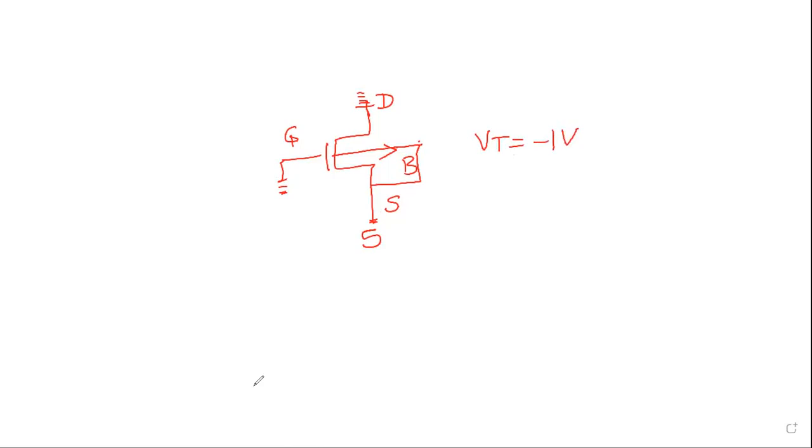So you have to tell me whether this MOSFET is on or off. What is the condition for the MOSFET to be on? For PMOS, VGS is less than VT. How much is VGS? No, first calculate VGS and tell me. How will you calculate VGS? Gate voltage is 0, so VGS is gate voltage 0 minus source voltage 5.